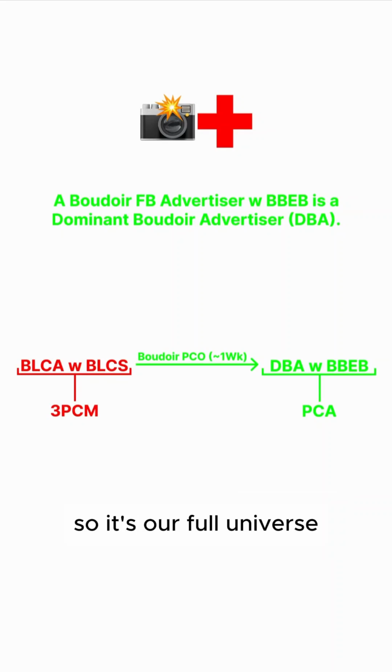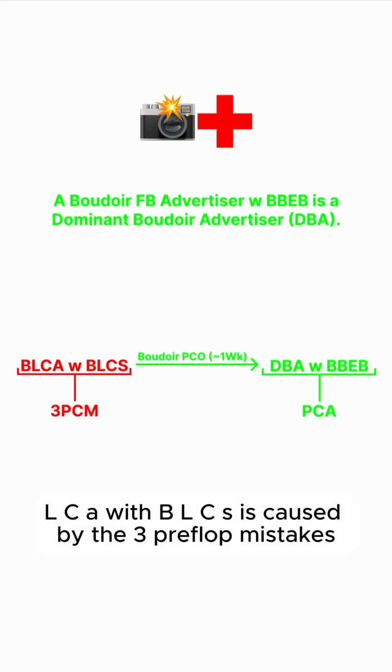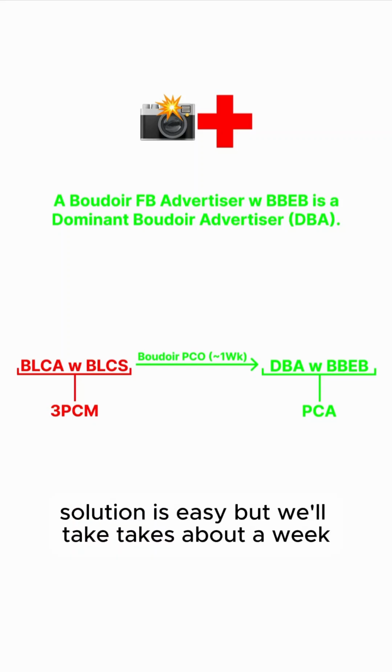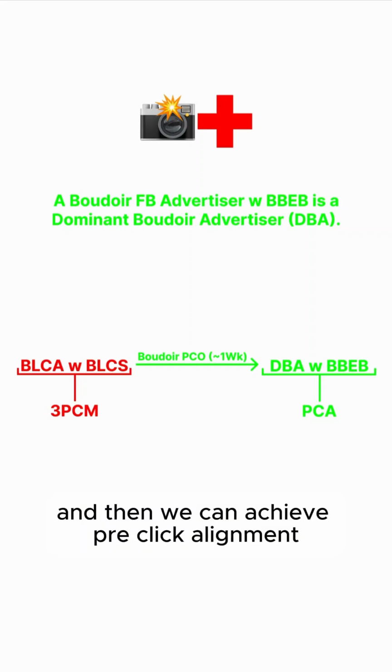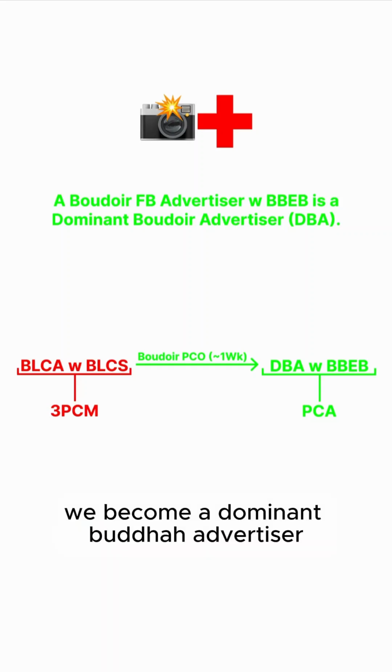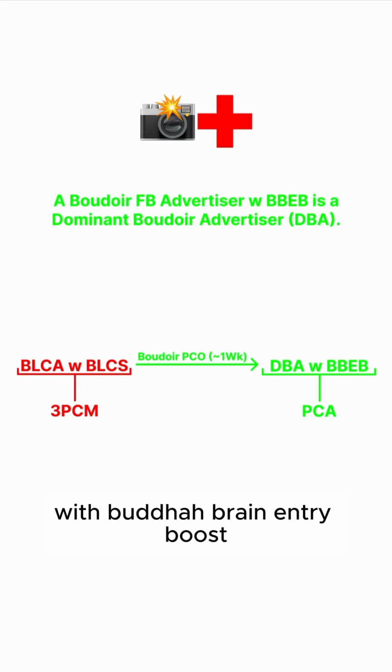So this is our full universe, a BLCS universe here. A BLCA with BLCS is caused by the 3 pre-click mistakes. The solution is easy: Boudoir Pico takes about a week, and then we can achieve pre-click alignment, and we become a dominant Boudoir advertiser with Boudoir brain entry boost.